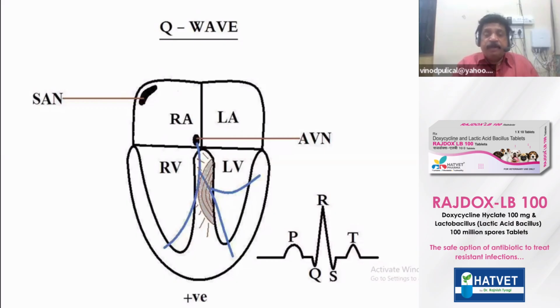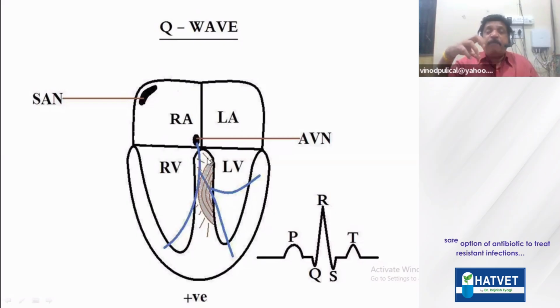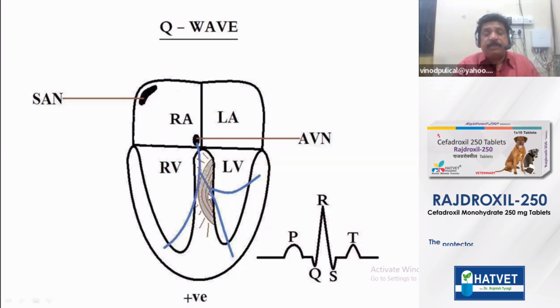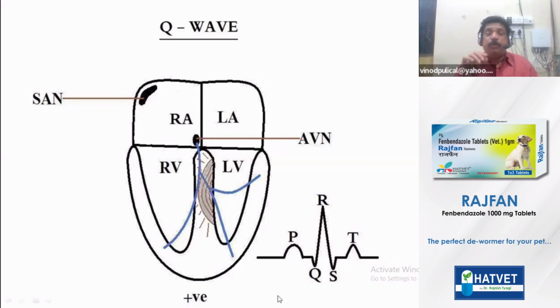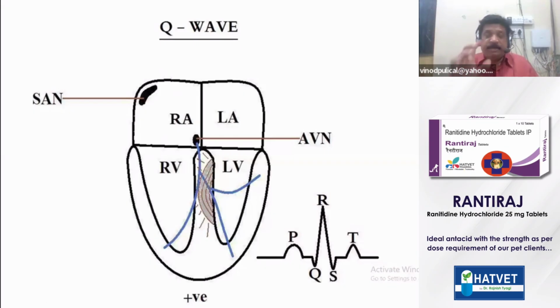And here also, the basilar portions of the interventricular septum will be depolarized slowly, with a slight delay. For this depolarization, the electrical impulse traverses from the apex towards the base. While traversing from the apex towards the base, it produces a slight negative deflection. We term it a Q wave. So the Q wave denotes basilar ventricular septal depolarization. I think you got it.